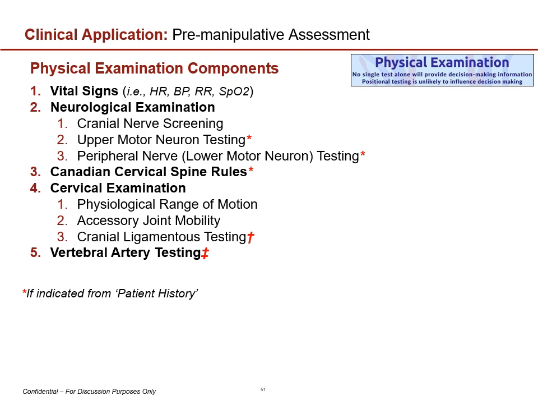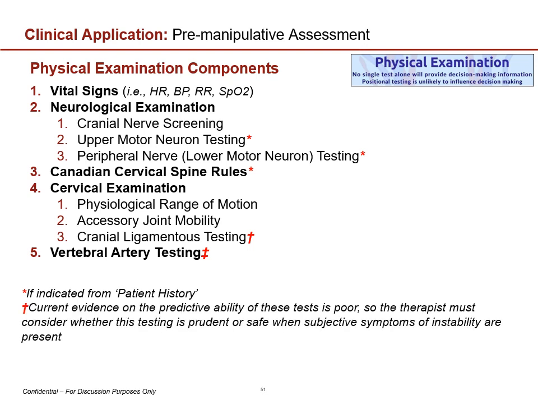As a reference point, in the lumbar spine evaluation lecture for the Stanford Residency, we provided 9 different conditions or scenarios in which peripheral nerve and lower motor neuron testing would be appropriate. It doesn't need to be on every patient. Canadian cervical spine rules would be appropriate if there is a history of trauma. Cervical examination, including physiological ranges of motion, accessory joint mobility, and cranial ligamentous testing.